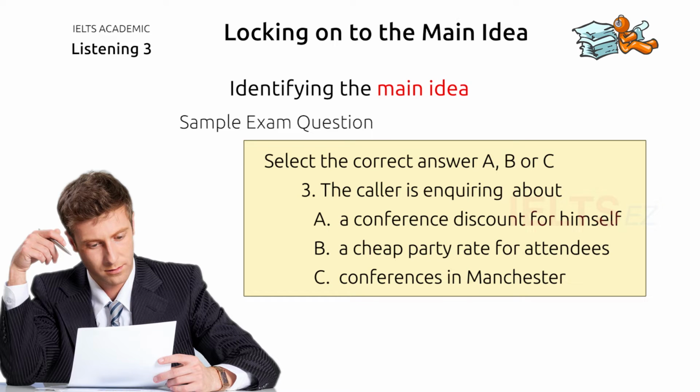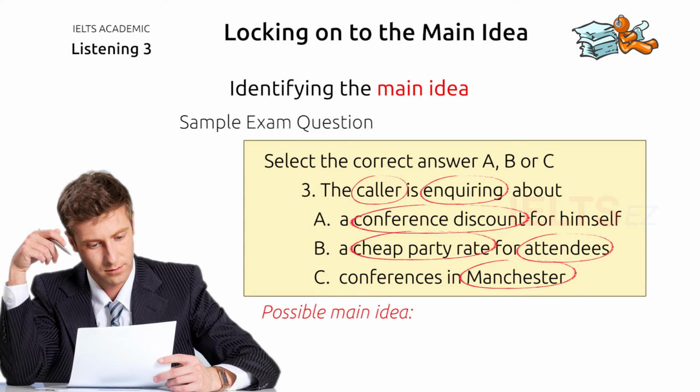Question 3. Immediately your eye should see the words caller, enquiring, conference discount, cheap party rate, attendees and Manchester. These are the keywords in question 3, the words which are used in support of the main topic. Think about these words. What do you think might be the main idea? What do you expect the audio to be about? It should start to become quite clear to you after reading the question.